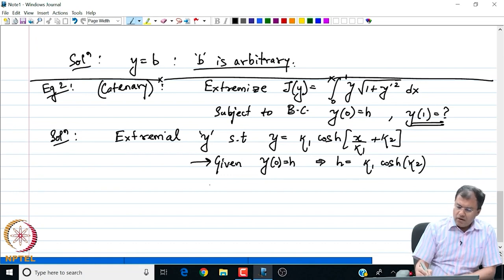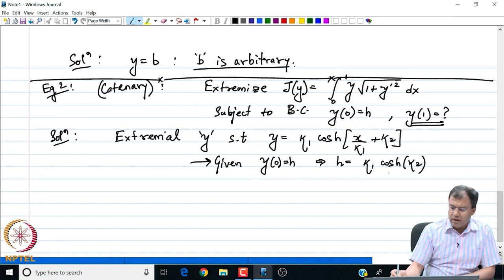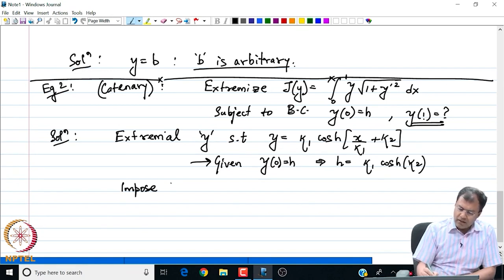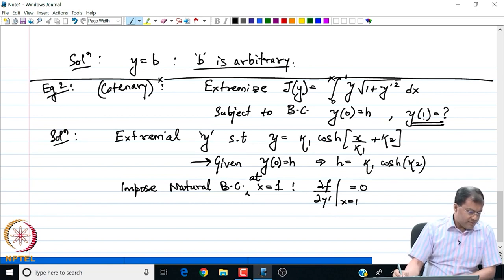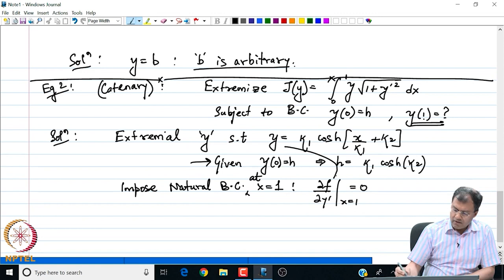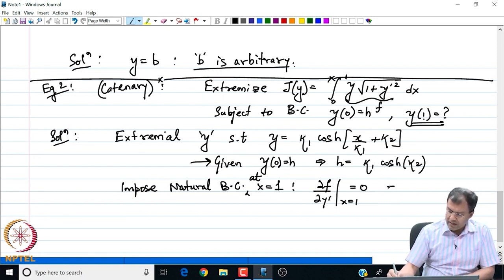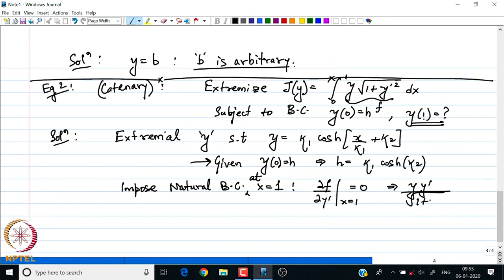Then, to find the other constant out of kappa 1 and kappa 2, we impose the natural boundary condition at x equal to 1, to see that del f del y prime at x equal to 1 is 0. This is my f. When we differentiate with respect to y prime, I get y times y prime divided by the square root of 1 plus y prime squared, equal to 0 at x equal to 1.